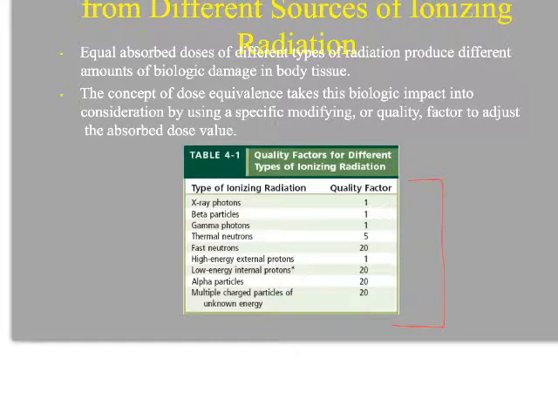So each one of these numbers here is the weighting factor for the radiation exposure, and that's written as W sub R. The helpful thing with this is photons, beta particles, and gamma photons all have a weighting factor of 1. Neutrons have a weighting factor of 5. But the fast neutrons and alpha particles, as well as the weird subatomic things, all have a weighting factor of 20. That means that they have a much bigger impact on biological systems.